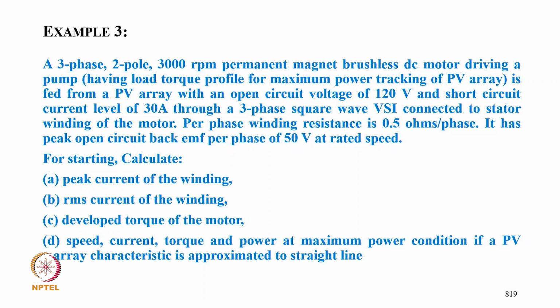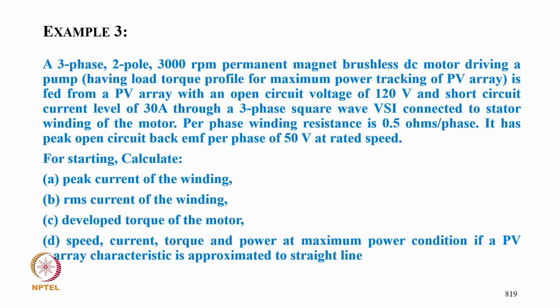profile of maximum power taking of PV array is at pump PV array with open circuit voltage of 120 volt and short circuit current of 30 ampere through a 3-phase square wave VSI connected to the stator winding of the motor. Per phase winding resistance is 0.5 ohm per phase. It has a peak open circuit back EMF per phase of 50 volt at rated speed.